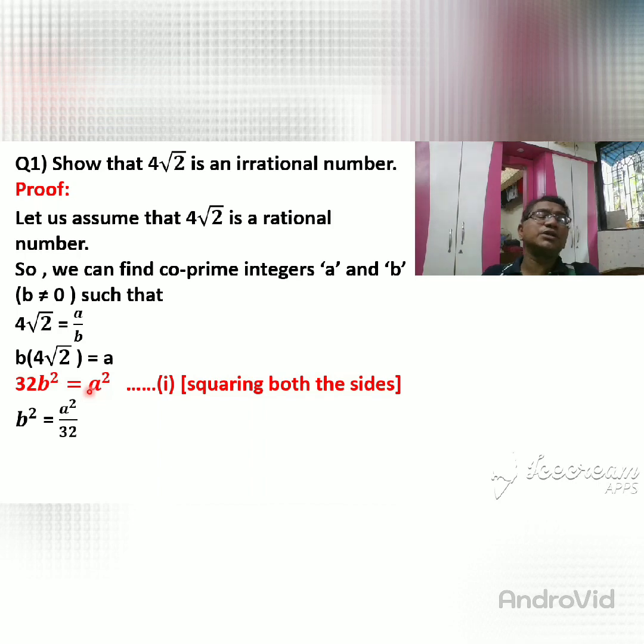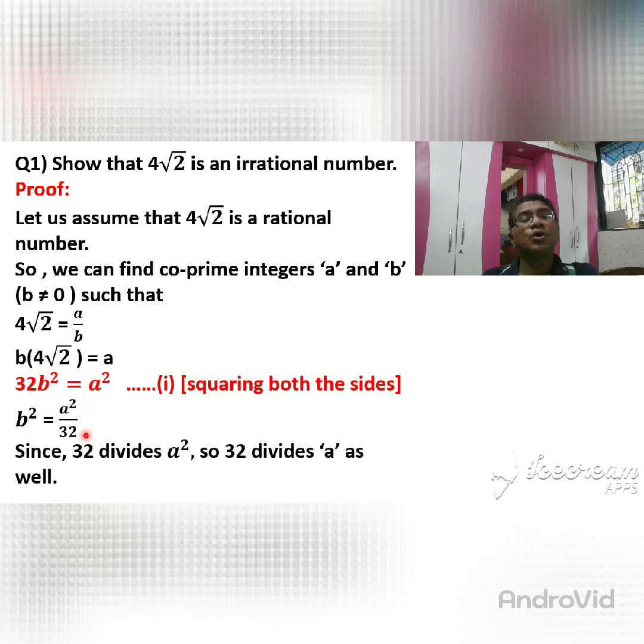Then what can you do? This 32 is multiplying b square. When it goes across, it becomes division. So we get a square upon 32. Since 32 divides a square, 32 divides a as well, so we can write a is equal to 32c, where c is an integer.